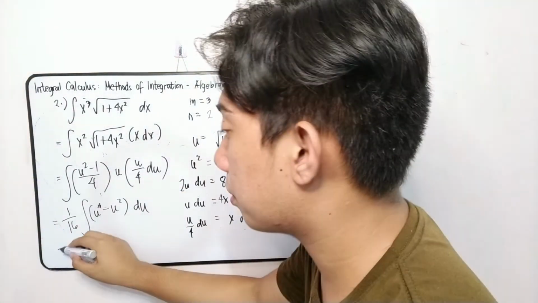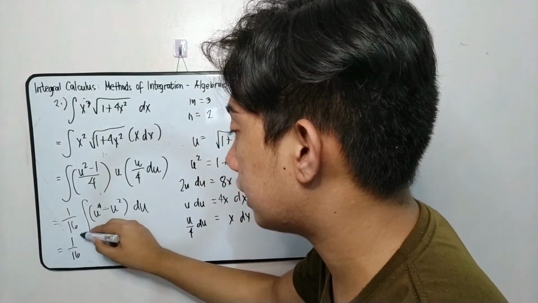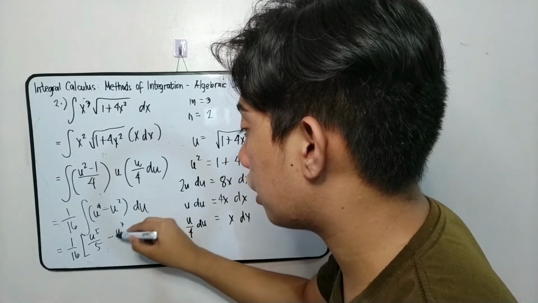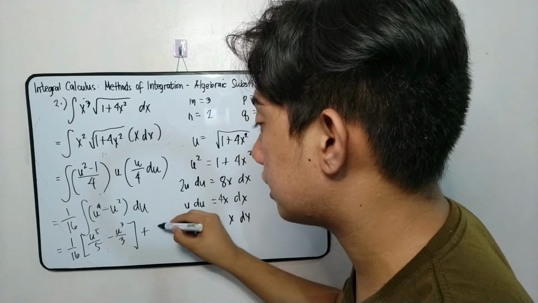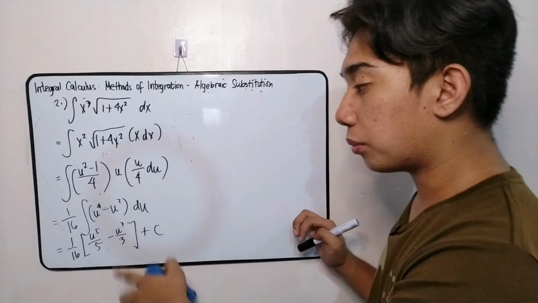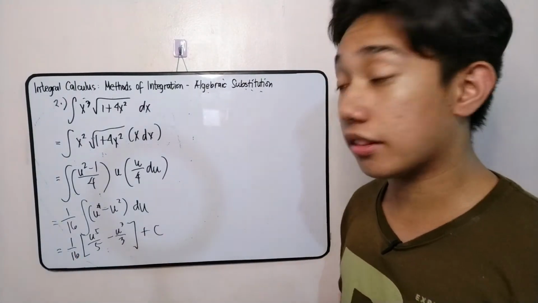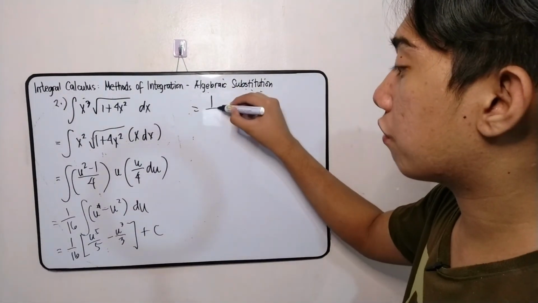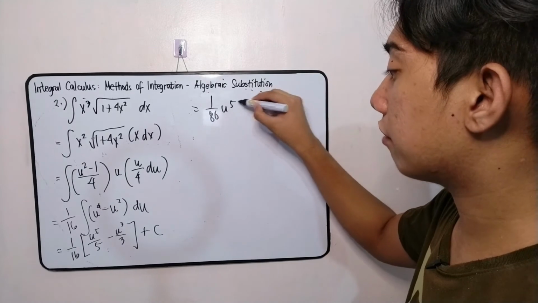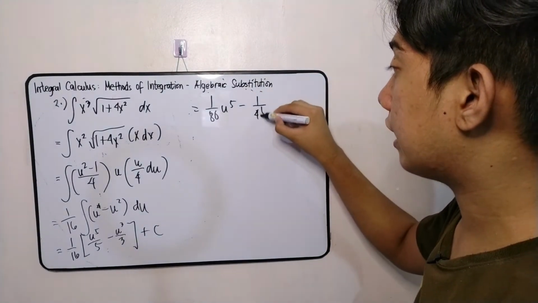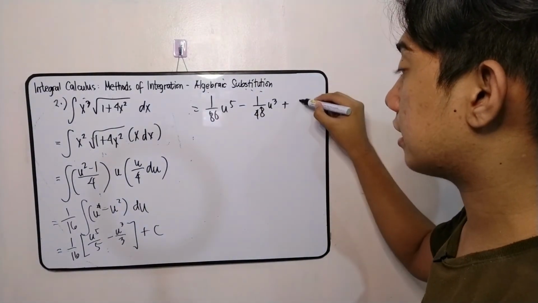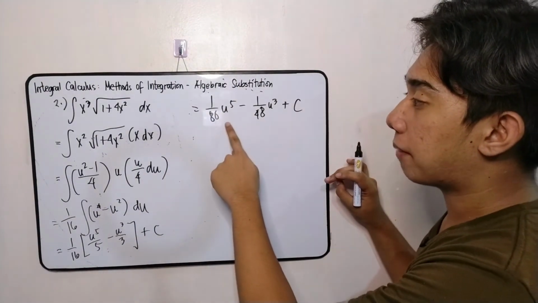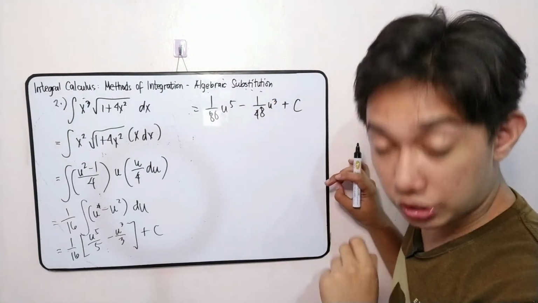Integrating this one, this will become 1 over 16 times u raised to 5 over 5 minus u raised to 3 over 3 plus c. Okay? Next thing that we will do here is we will distribute the 1 over 16 para mas madali siya. So, this becomes 1 over 80 u raised to 5 minus 1 over 48 u cubed plus c. Okay? So, mas madali siya, di ba? Tingnan.